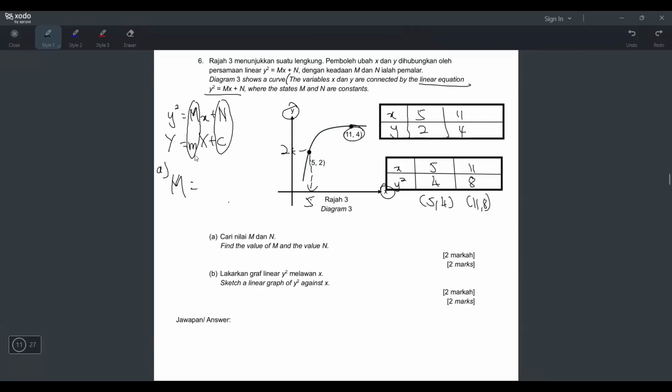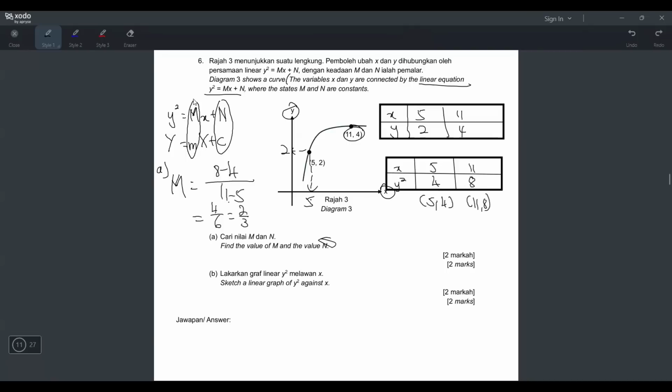So now tell me how to find the big M. You use these 2 points. The formula for gradient is y minus y, 8 minus 4, divided by x minus x, 11 minus 5. The answer will be 4 over 6, which is 2 over 3. They also asked us to find the big N. The big N is the y-intercept, right? So how to find the y-intercept?